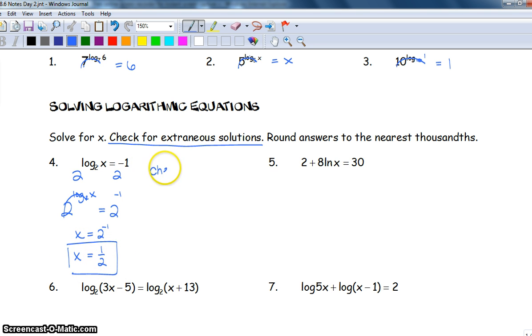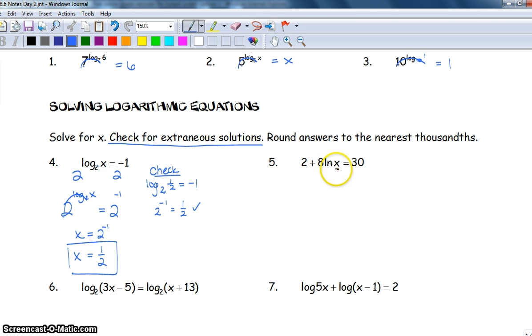We check our answer. Make sure that you're going back to the original. So we've got log base 2 of 1/2 is equal to negative 1. A bunch of different ways you can check this. You can do the change of base in your calculator, or you can rewrite it as an exponential equation, which would be 2 to the negative first equals 1/2, which is correct.